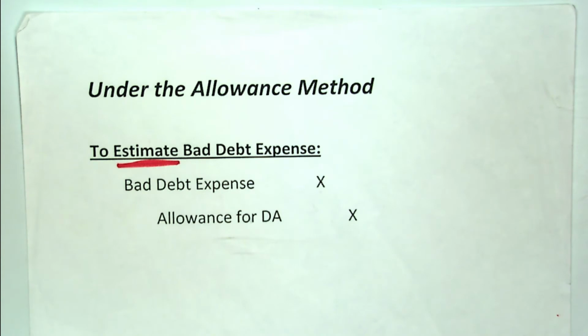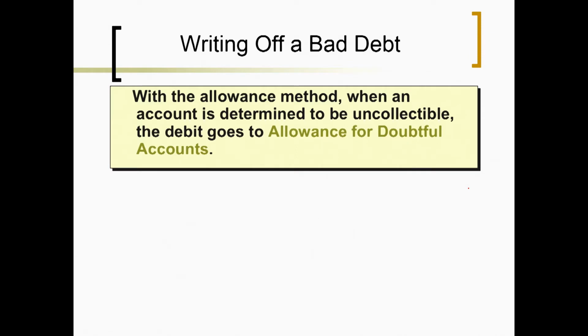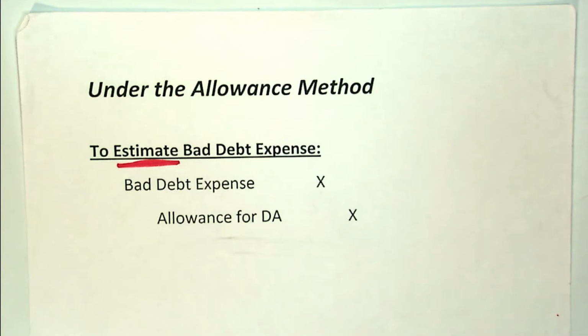All right, let me show you this. You're getting tired of seeing this, I know. But once again, under the allowance method, when we estimate bad debt expense, this is the journal entry. We debit bad debt expense and we credit allowance for doubtful accounts. Now we're going to talk about something different. We are going to talk about writing off a specific bad debt. Now we are not estimating bad debt expense here. That's something different. When we did that, this was the entry.